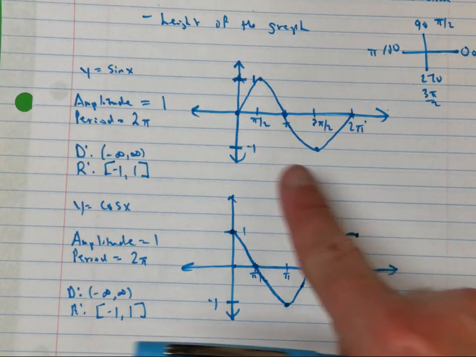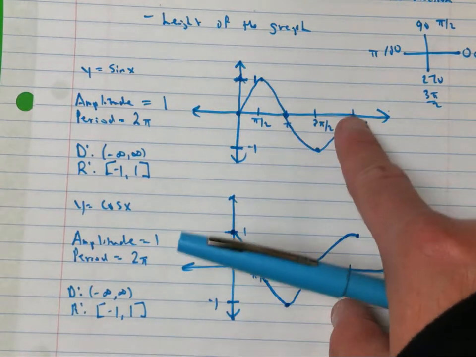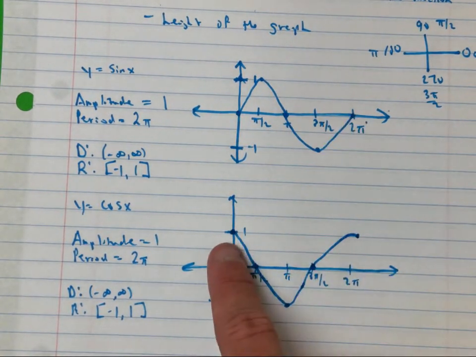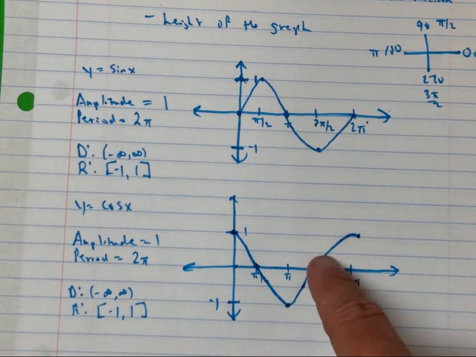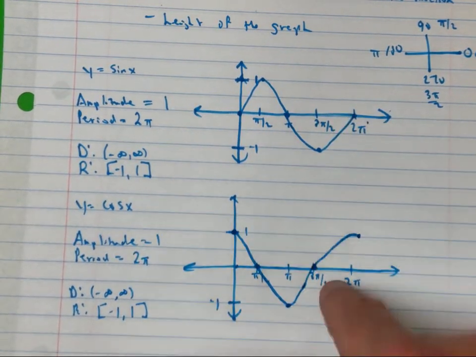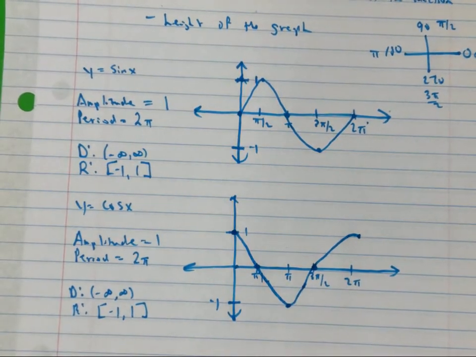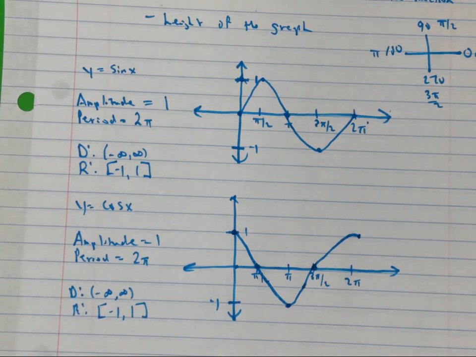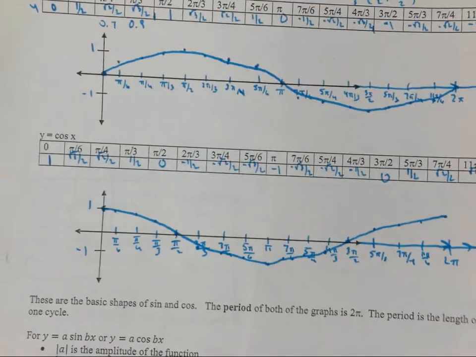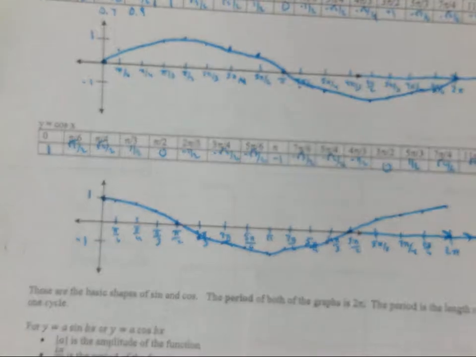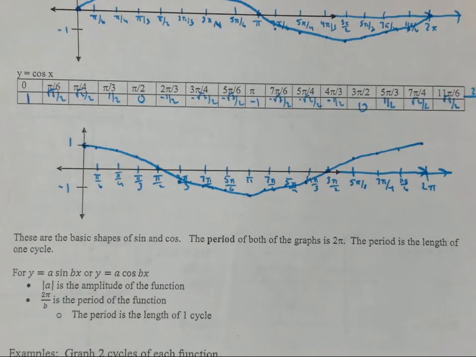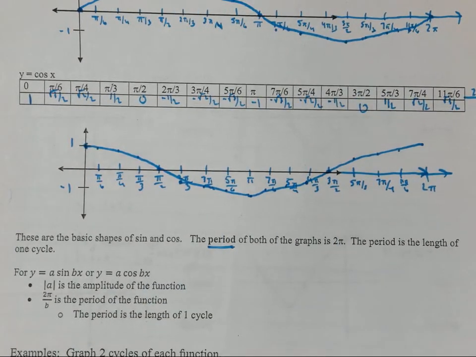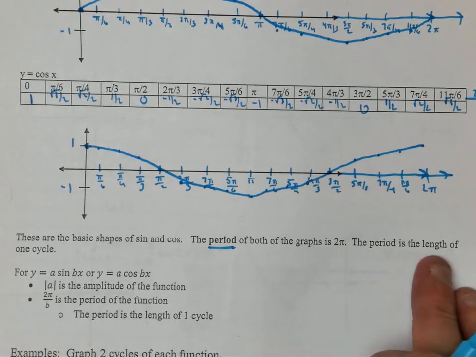So there's two distinct shapes. Sine starts at 0 and is back on the x-axis. Cosine starts at the amplitude and finishes at the amplitude. So you do need to know the graphs and these characteristics. Alright, let's look at this middle part here. It says these are the basic shapes of sine and cosine. The period of both the graphs is 2 pi. Remember, period is the distance it takes to complete one cycle. The period is the length of one cycle.